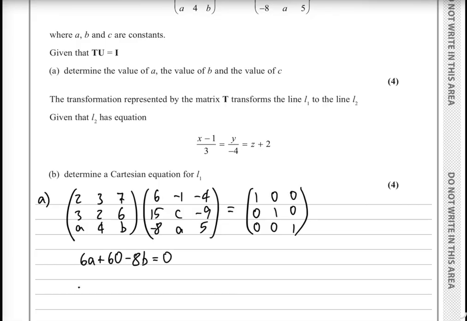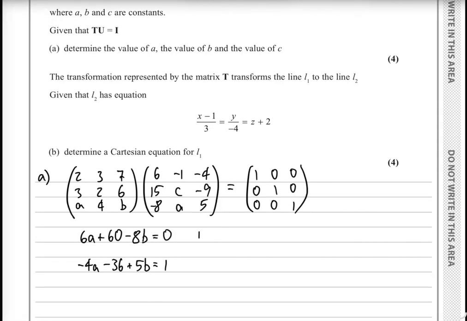Then A times minus 4 plus 4 times minus 9 plus B times 5, and that must equal the third row third column element in the identity matrix, which is a 1. Using these two, we can find A and B.